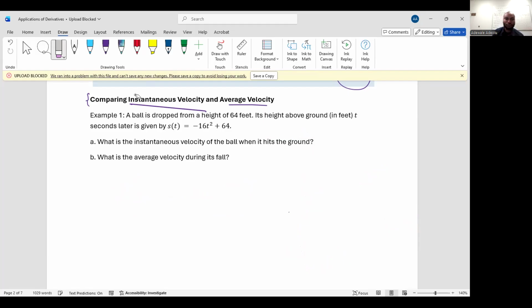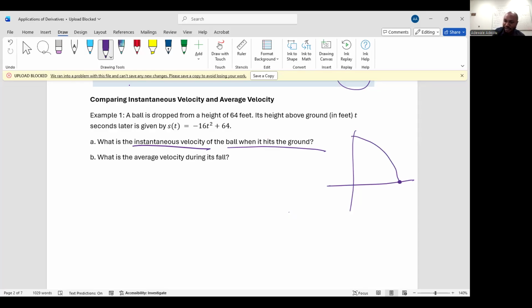Let us compare the two. Now, the question here is, what is the instantaneous velocity of the ball when it hits the ground? So you drop a ball. The first question is, when does it hit the ground? We need to know the time. We're not given the time. So there is something here that will tell us when it hits the ground.